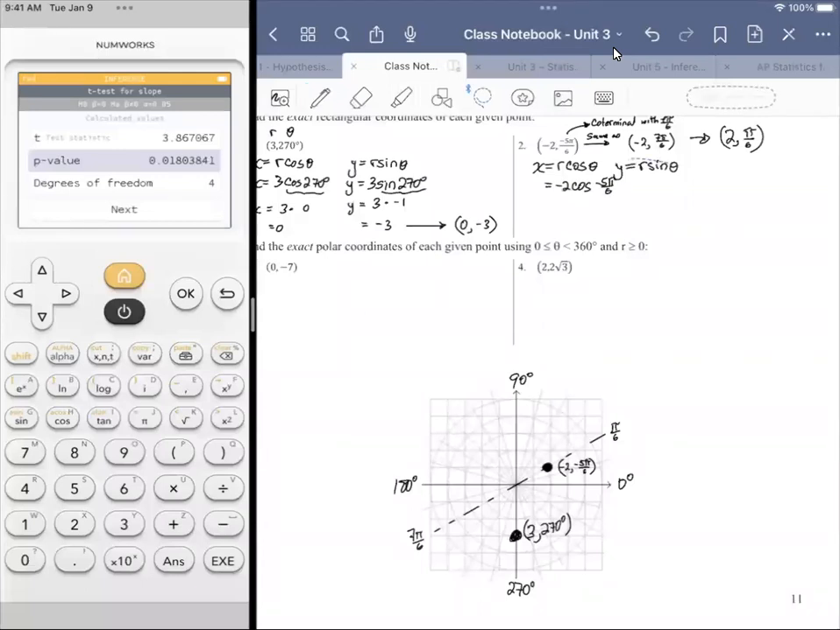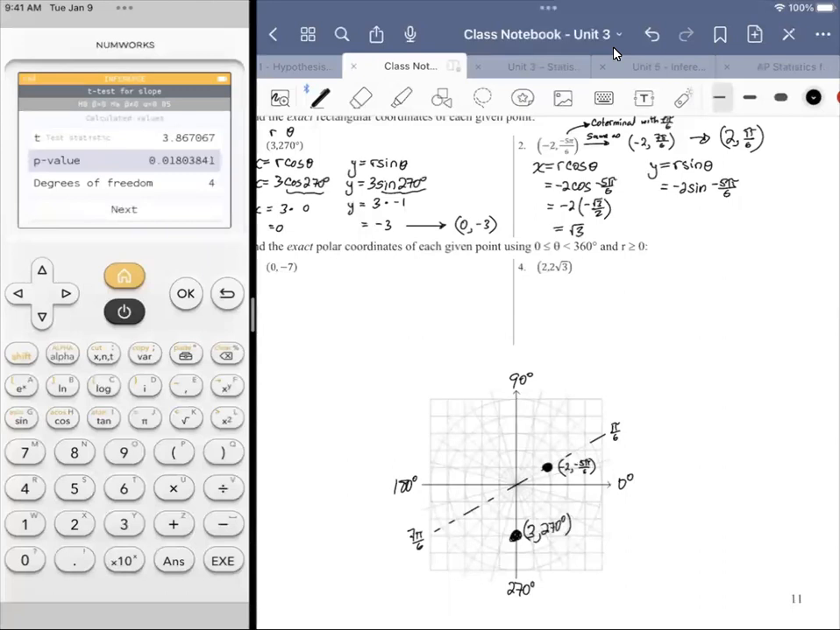Let me move the Y stuff over a little bit. Negative 2 sine of negative 5 pi over 6. So cosine of negative 5 pi over 6, again, it's the same thing as 7 pi over 6, right? So cosine at 7 pi over 6 is radical 3 over 2, but negative. So negative 2 times negative radical 3 over 2, right? So that ends up being radical 3.